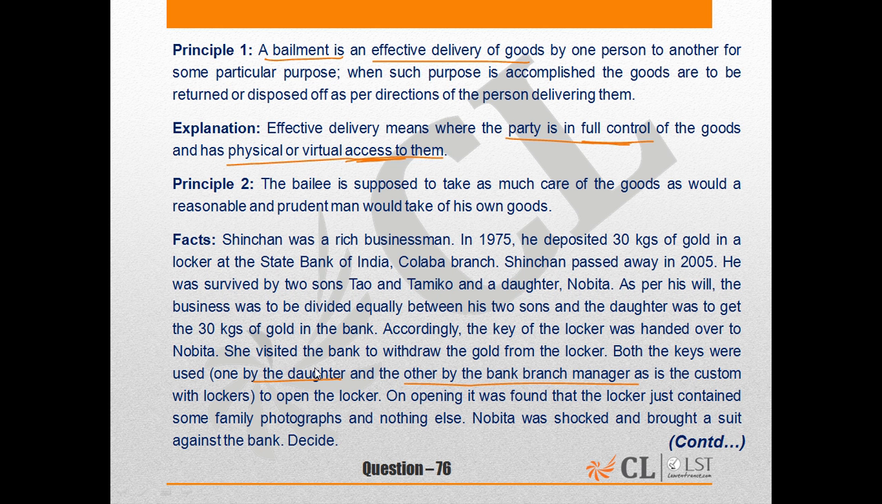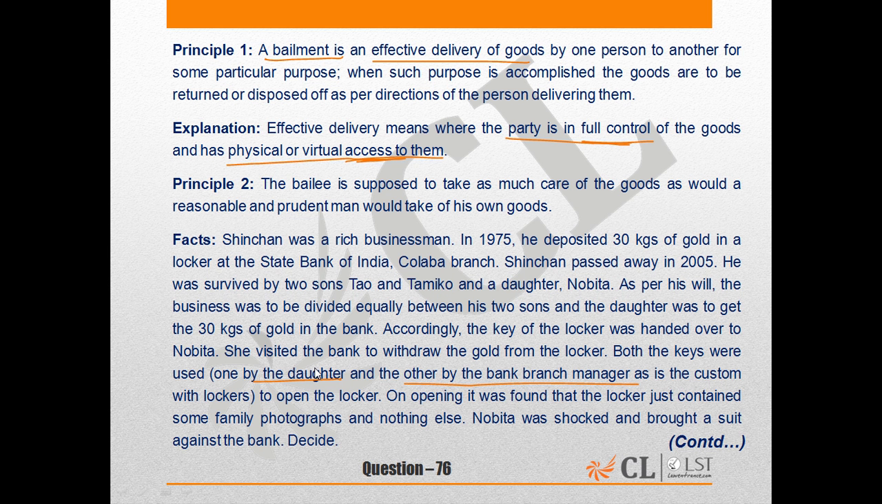So that means that the bank only has passive possession of the property. It does not have active possession. It's not in full control of the bank. The bank merely has a second key which is required to open the locker. If the bank wants, it cannot open the locker and use the goods kept over there. So that means there's no effective delivery of the gold. There's no effective delivery of the goods in the locker. Hence, the bank would not be considered a bailee.